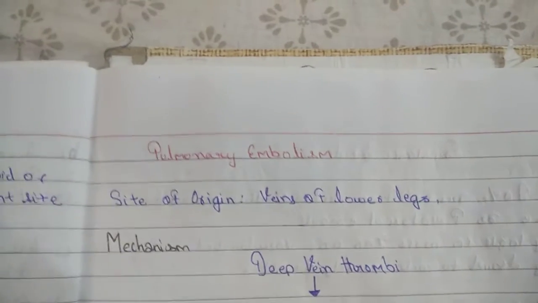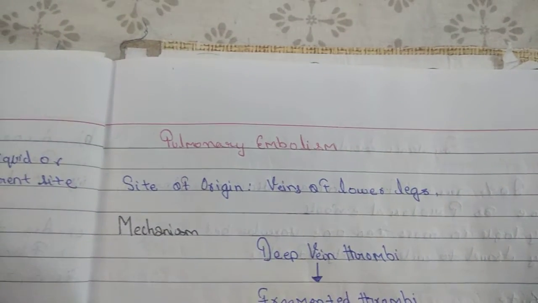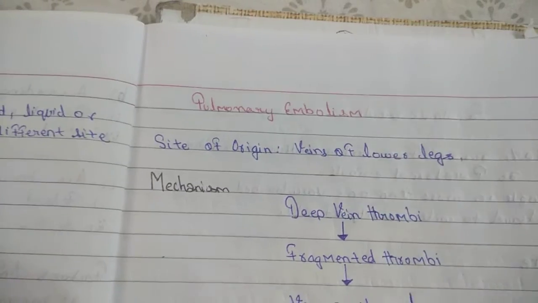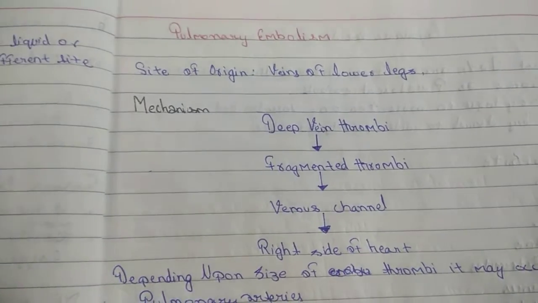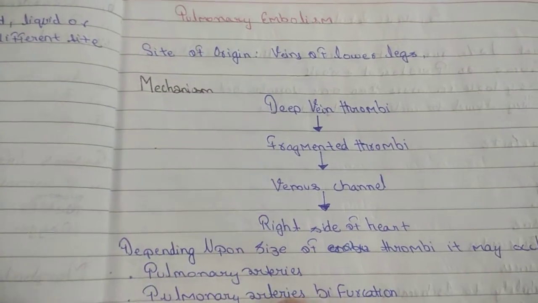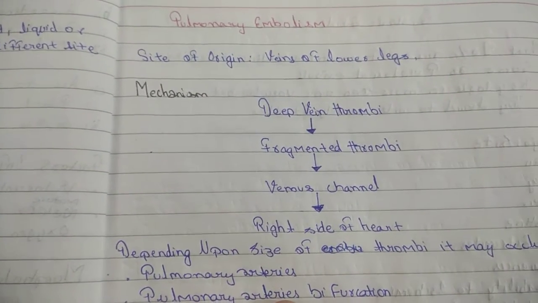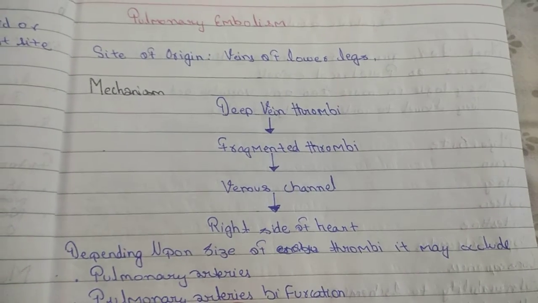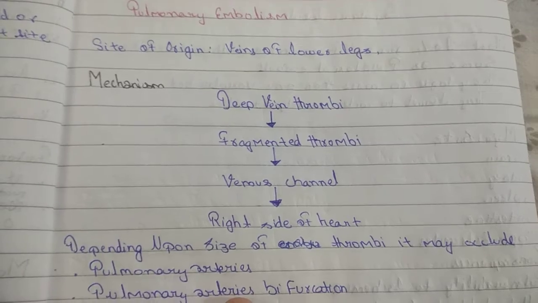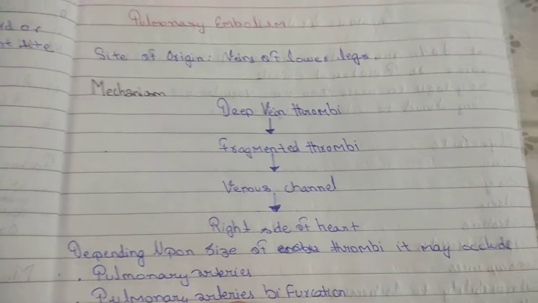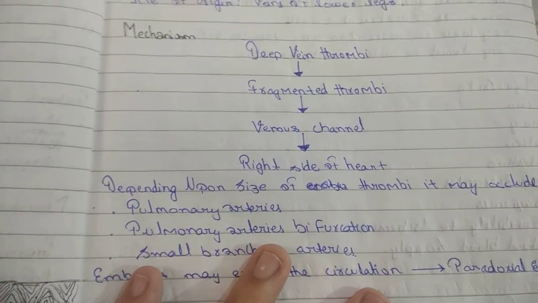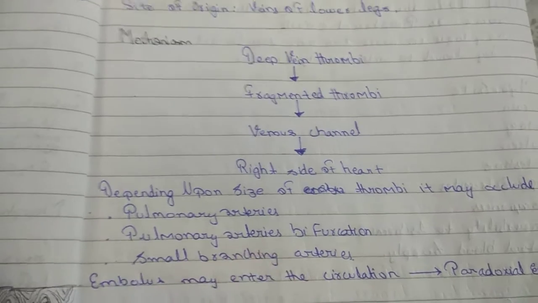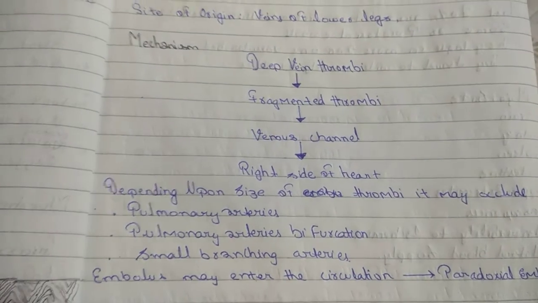Now, pulmonary emboli. The site of origin is vein of lower legs. Initially, deep venous thrombi get converted into fragmented thrombi. Now these fragmented thrombi enter into the venous channels, and from venous channels they enter into the right side of heart. Depending upon the size of thrombi, it may occlude first pulmonary arteries bifurcation, then small branching arteries. Now embolus may enter into the systemic circulation through paradoxical embolism.